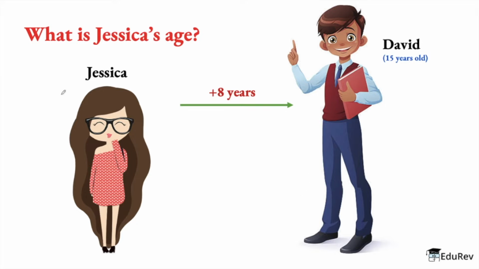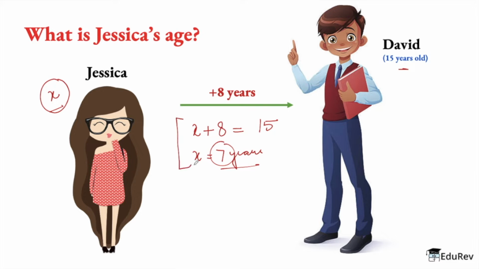For example, let Jessica's age be X. Now, because Jessica's age is X and we know that David is 8 years elder to Jessica, and we also know what David's age is, can I simply write that X years plus 8 is going to give me what? 15. Because I know that Jessica's age plus 8 years is going to give me David's age. So when I solve this, X will come out to be what? 7 years. So that means that Jessica is nothing but 7 years old. So we found the answer using these equations.